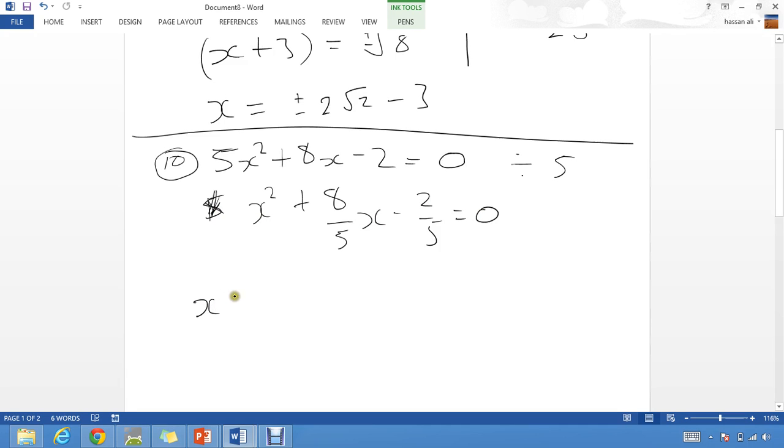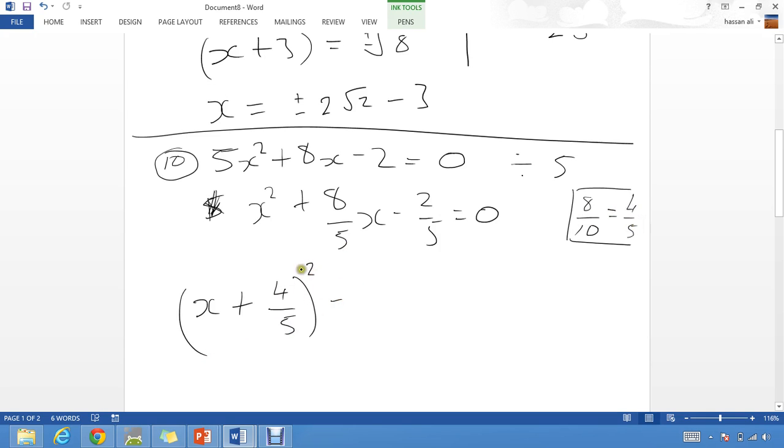So x plus, remember you would divide this by 2. So 8 over 5 divided by 2 will give you 8 over 10. If you're not sure how I've got this, you just do 8 over 5 divided by 2 over 1 as a fraction. You'll see it'll give 8 over 10. Remember, if you simplify that by 2, that'll give you 4 over 5. So I'm going to put 4 over 5 squared.